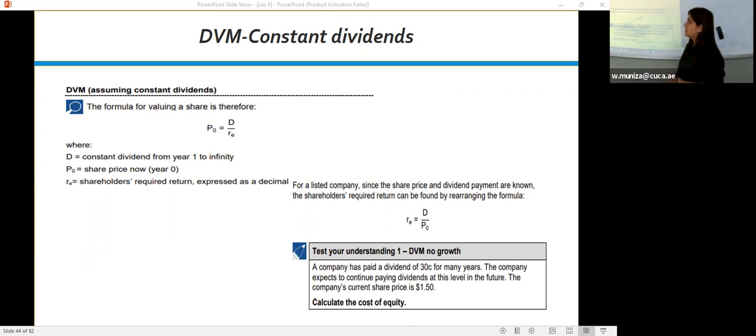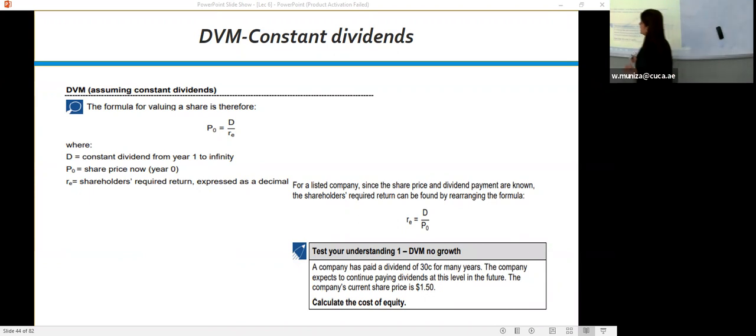So the first situation is to apply the formula of dividend when there is no growth and the dividends are going to remain constant. Dividends are going to be paid in perpetuity, for an indefinite time period, and they are going to be constant without any growth. If this is the case, then the price of the share is equal to the dividend divided by RE. RE is the required rate of return, students.